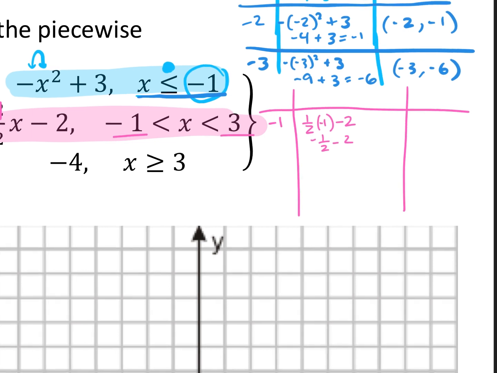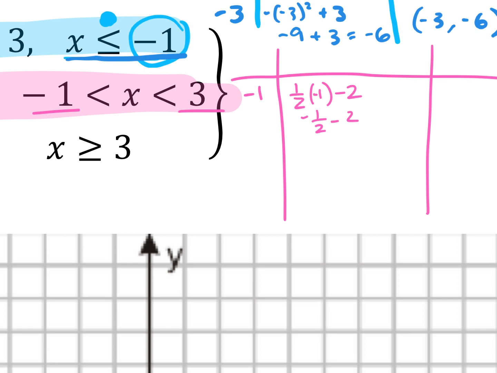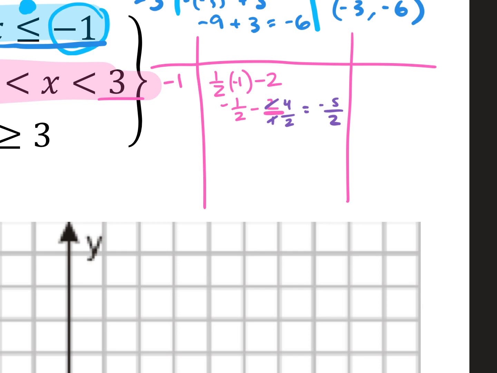What do I do to add a fraction and a whole number? What do I need? Common denominator. So I'm going to make it 2 over 1 and change it to be 4 over 2. So this would be negative 5 over 2. So my point here would be negative 1, negative 5 over 2. Where on my graph would negative 5 over 2 be? Negative 4.